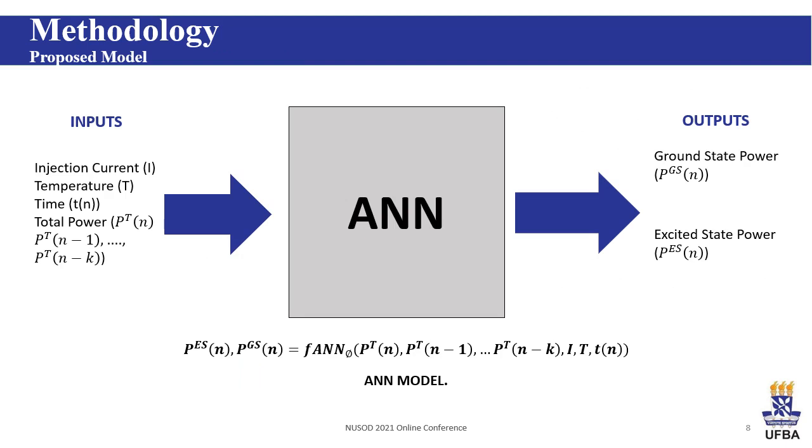Here we can see the diagram of the proposed model with the ANN inputs considered as the injection current, operation temperature, time, and KDL total optical power at instant n and its k delayed values. The ANN is responsible for predicting the system, playing the role of a nonlinear function. As an output of this, we have the power of the ground and the excited states, that is, the optical filtering performed by the model. Below we have the resulting equation of the model.